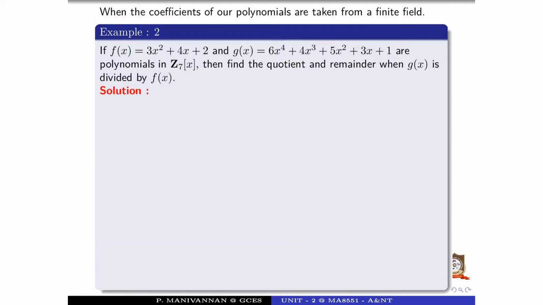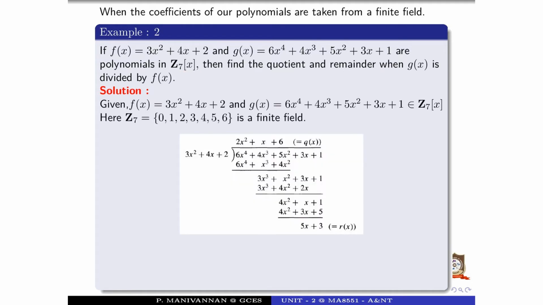Similarly, given f(x) equal to this term and g(x) equal to this, under the polynomial ring Z7[x], find the quotient and the remainder when g(x) is divided by f(x). By the previous problems, we solve this problem by inside 6x power 4 plus 4x cube plus 5x squared plus 3x plus 1. The outer term is 3x squared plus 4x plus 2.